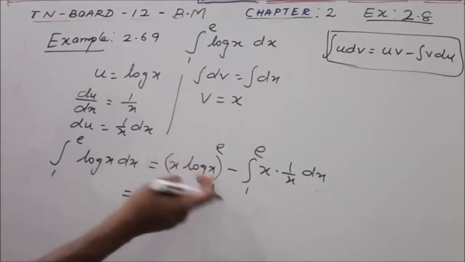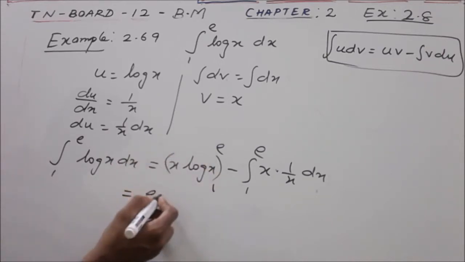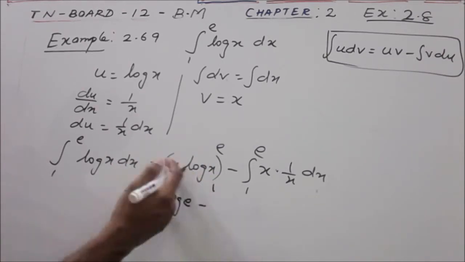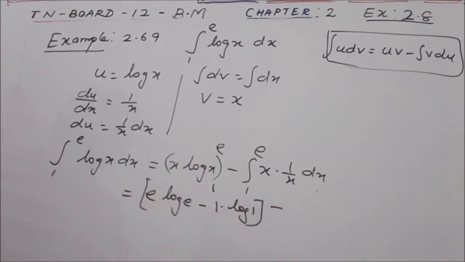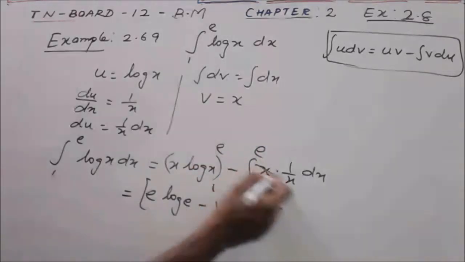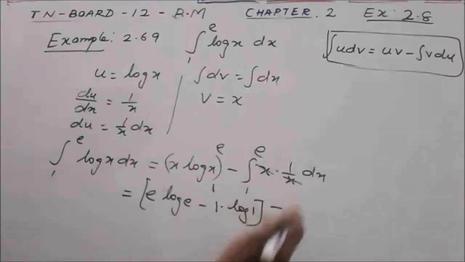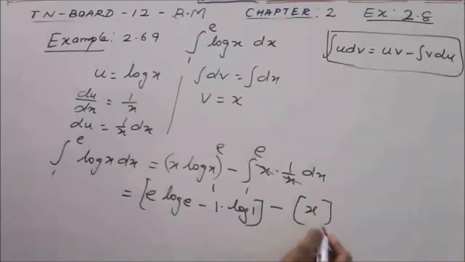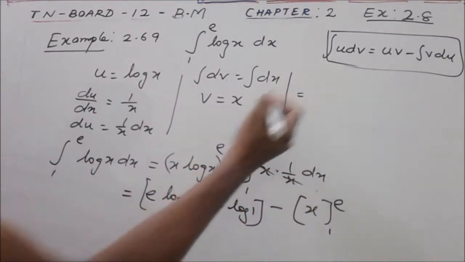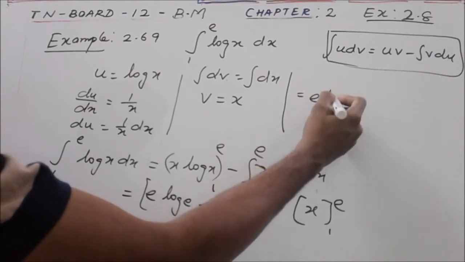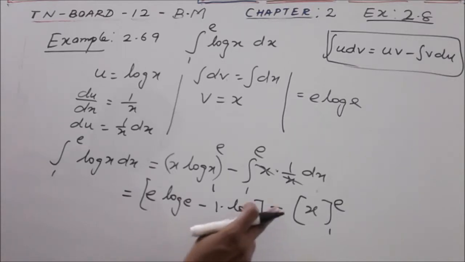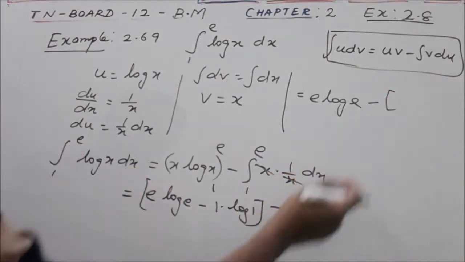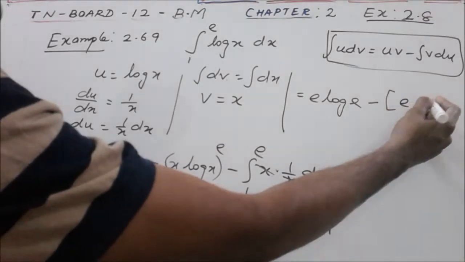Now substituting the upper and lower limits, the upper limit e into log e minus 1 into log 1, minus the integral of this part. Now x and x get cancelled, remaining integral 1 dx, that is x from 1 to e. Now substituting the upper and lower limits, this is equal to e log e, minus 1 log 1, which is 0, you can totally omit this, minus, substituting the upper limit e, minus substituting the lower limit 1.